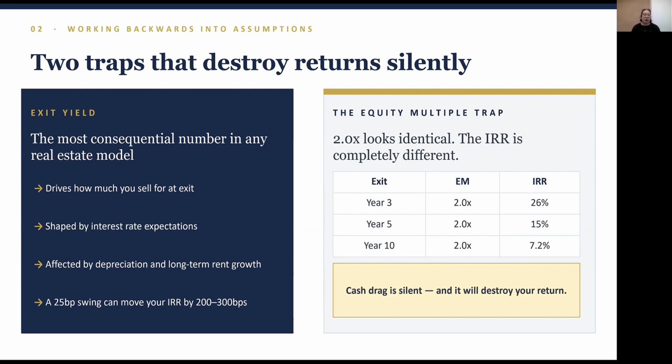The equity multiple trap, and that's what I said in the previous slide: the 2 times looks identical, but the IRR is completely different. So for example, here you can have an exit in 3 years' time, equity multiple of 2, 26% IRR. If you have an exit in year 5, you can still have a multiple of 2, but then your IRR is 15%. Year 10, still an equity multiple of 2, and then an IRR of 7.2%. So this is really for you to think about what is this idea of equity multiples and IRRs.